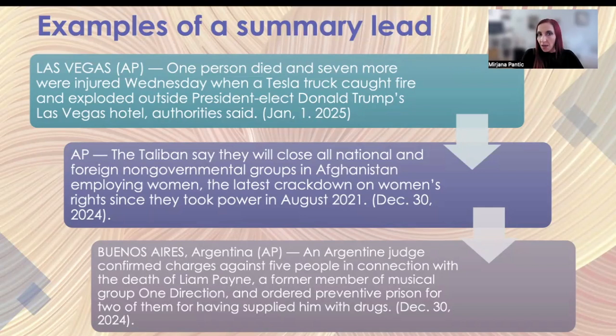And at the end of the sentence, you will see authorities said, which means that the information we have in the lead of the story is attributed to the source. And then later in the story, you will find out who specifically said this to journalists. Another example of the lead is: the Taliban say they will close all national and foreign non-governmental groups in Afghanistan employing women. The latest crackdown on women's rights since they took power in August 2021.